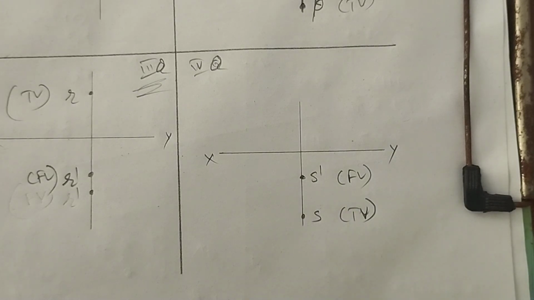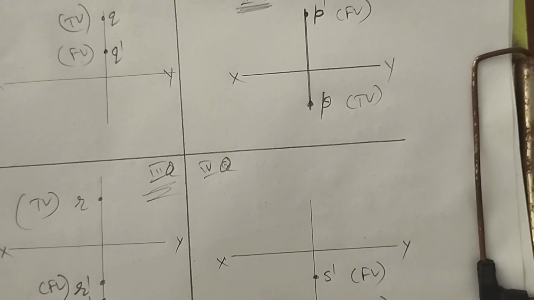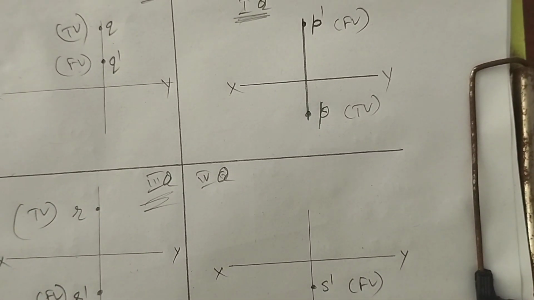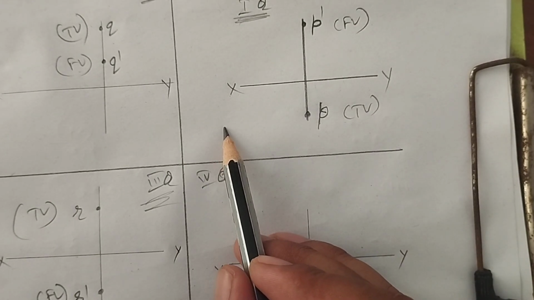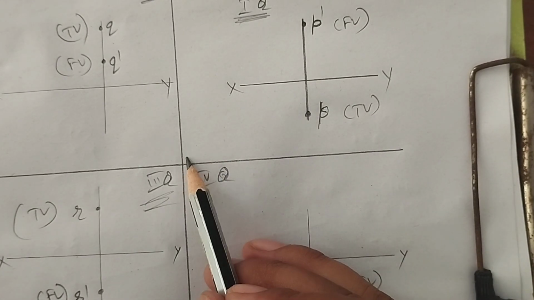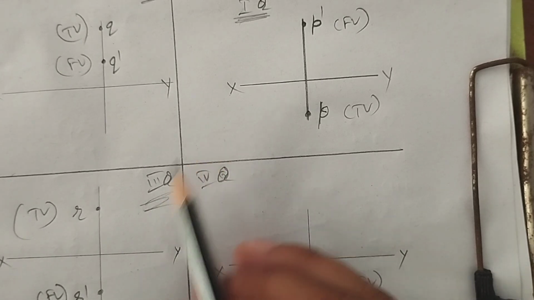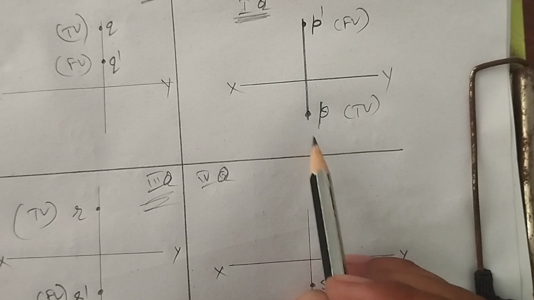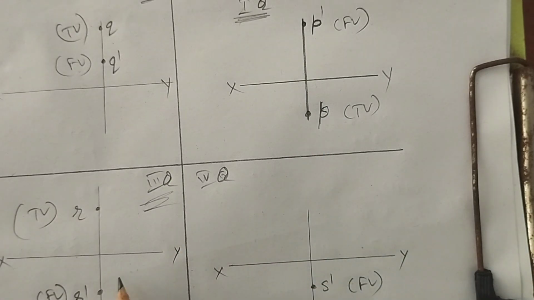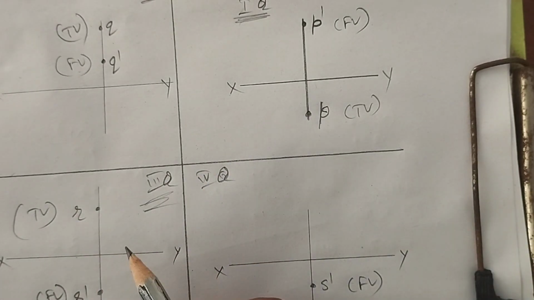If you look at it and observe, you will find that the first quadrant and third quadrant are opposite to each other. In the first quadrant, the front view is above and the top view is below. In the third quadrant, the top view is above and the front view is below. So they are quite opposite.